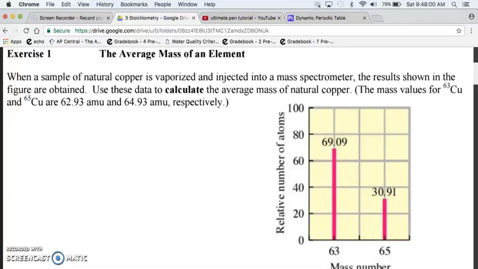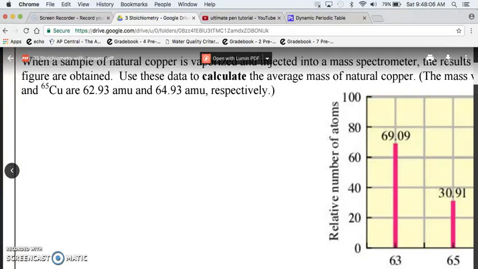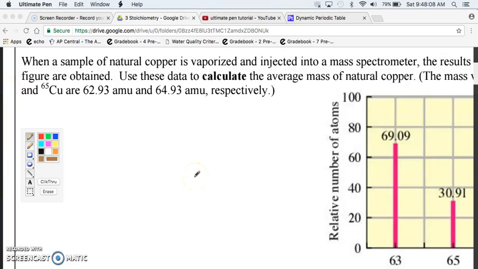So let me zoom in on this a little bit more so we have some room to work. We want to know the average mass of copper. So we've got copper 63, which has a mass of 62.93 AMU. Okay, and what's the percent of copper 63? Well, if you look over here, it's 69.09. So we'll multiply by 0.6909, right? That would be the mass contributed by copper 63.